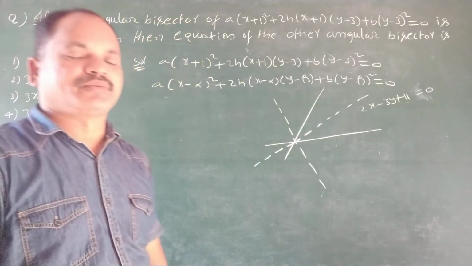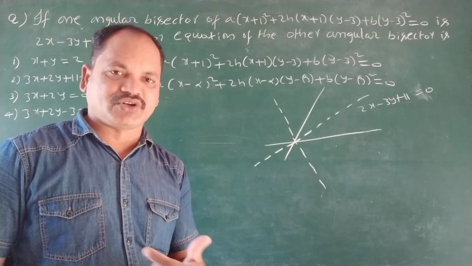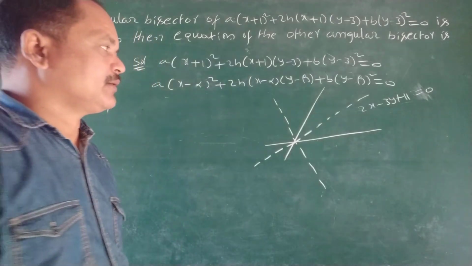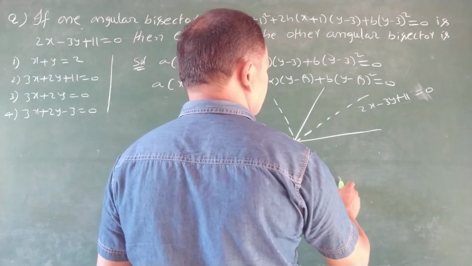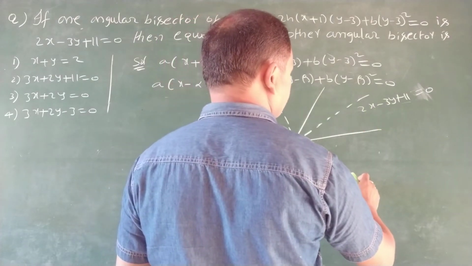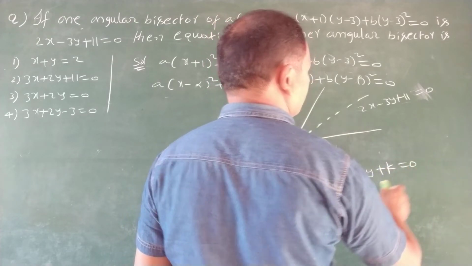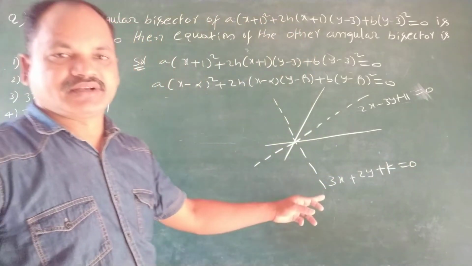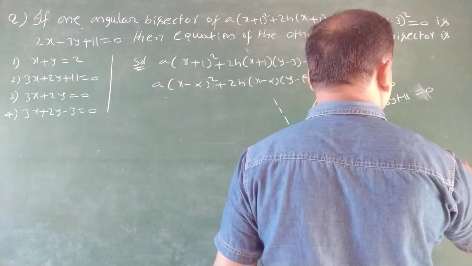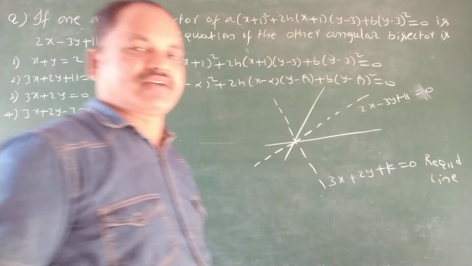According to the formula, the line which is perpendicular to ax plus by plus c is equal to 0 is bx minus ay plus k is equal to 0. That is, minus minus becomes plus, so 3x plus 2y plus k is equal to 0. This is the required line, the required bisector.